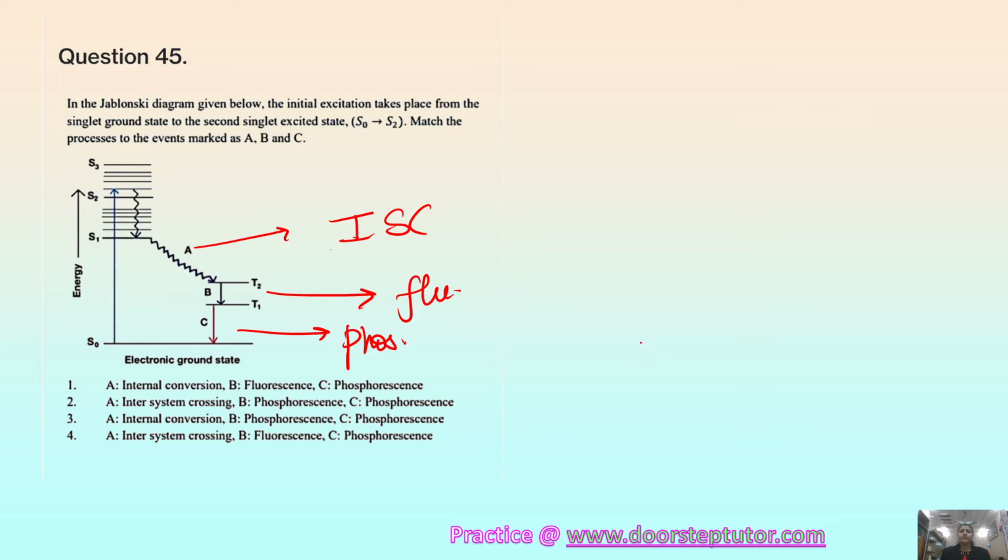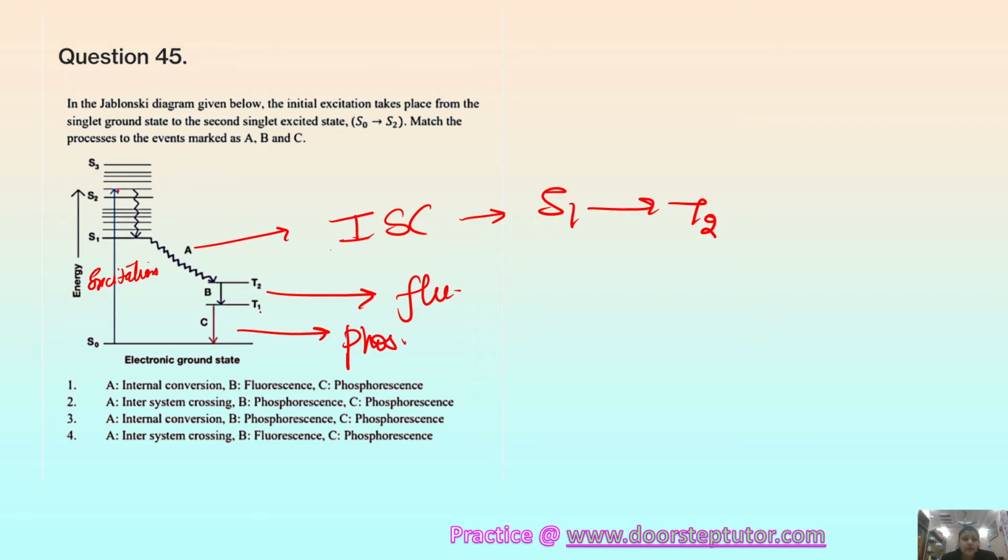Now come to this question. In this question we are given the Jablonski diagram, in which initially the S0 to S2 transition is going to happen. So what you have to consider, this is the simple excitation. And this particular thing is intersystem crossing, because from one system to another system the electrons are transferred, from S1 to T2. So intersystem crossing is happening from S1 to T2. So A is intersystem crossing. According to the options you have to mark your answers.